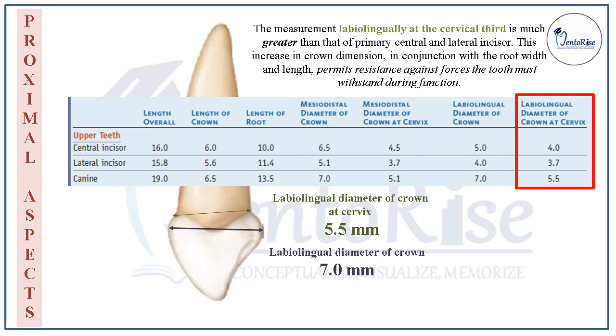The second point differentiates between the mesial and the distal aspect of this particular tooth, wherein the curvature of cervical line is more towards the mesial aspect than that of the distal aspect.